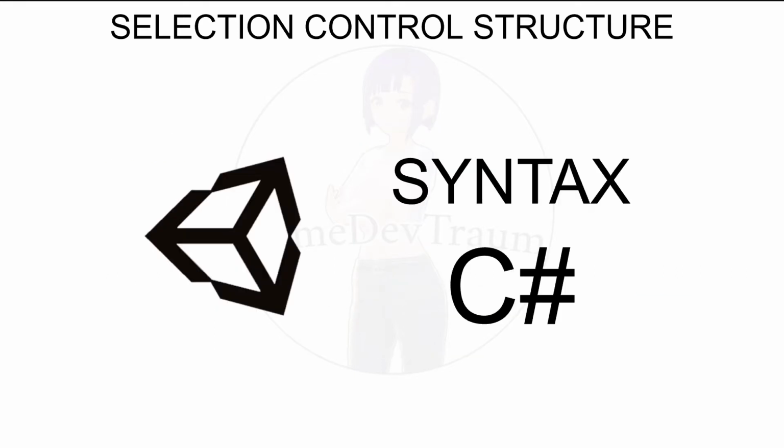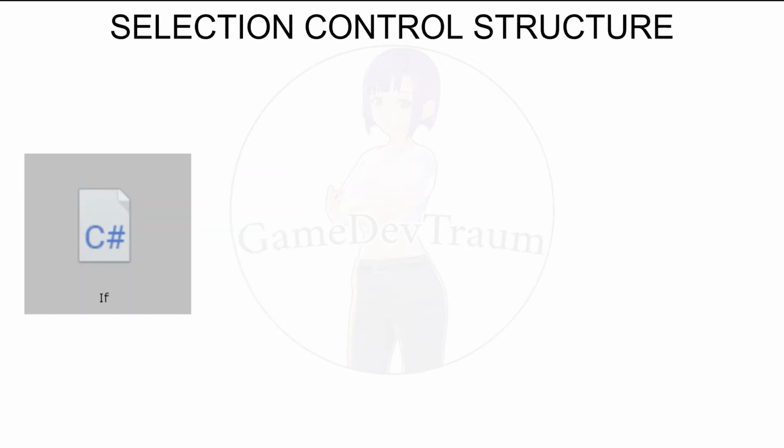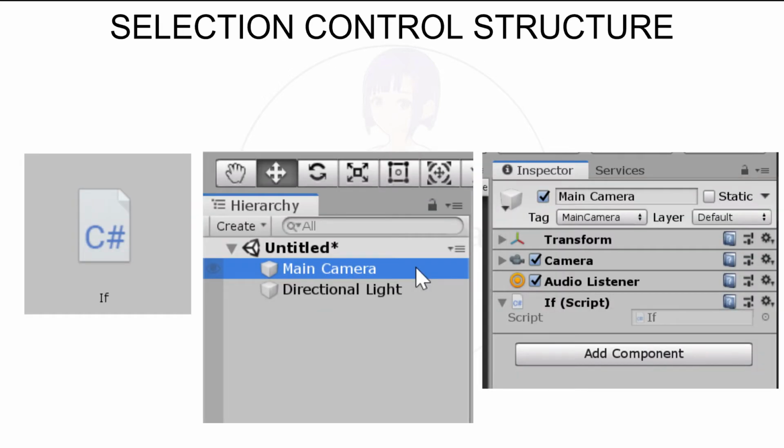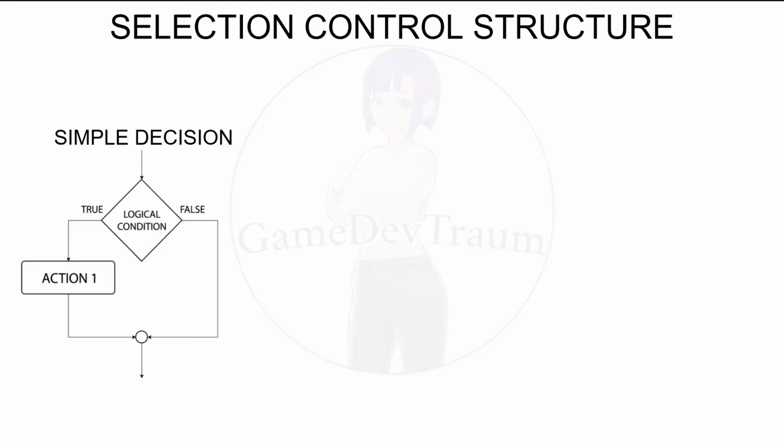To illustrate, I'm going to use C# language in Unity, but the concepts we're going to see apply to practically any programming language. You just have to change the syntax, that is, the way you write the code lines. In Unity, I'm going to create a script called if and assign it to the camera. That way, when we enter the play mode, the script will be executed. Let's start with the simple decision.